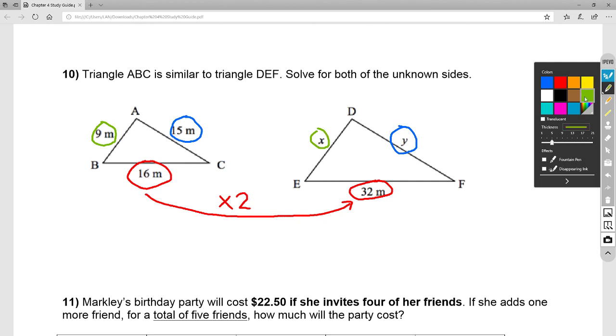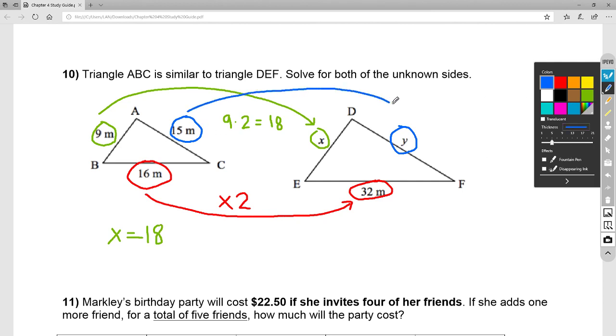So to get my x here, I have to take my 9 and multiply it by 2. 9 times 2 would give you 18, right? So we know x equals 18. Okay, so same thing for the blue side.